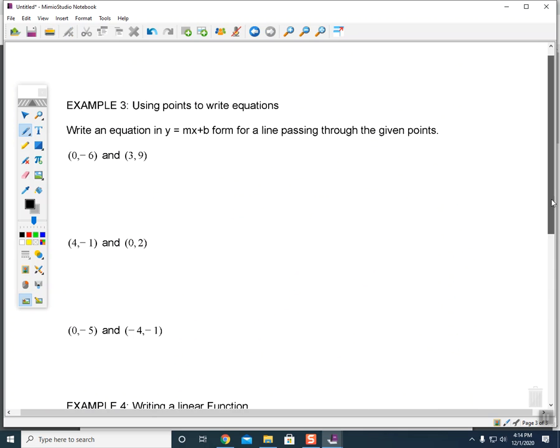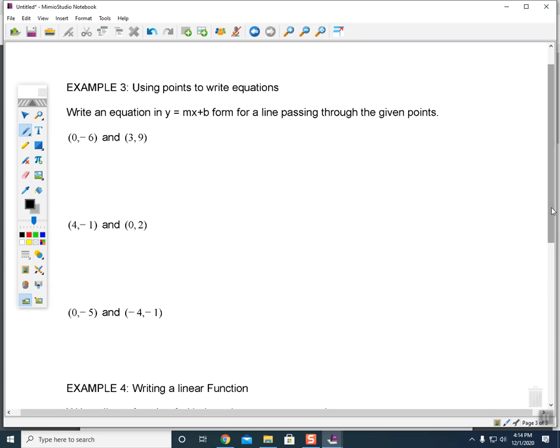Okay, it's easier, I should say, to write equations when we're given the slope and the y-intercept. It's not always going to be the case, though. I'm going to make this a little bit smaller. So I have 2 points here. First of all, I need to know what the slope is, and then I also need to recognize what my y-intercept is.